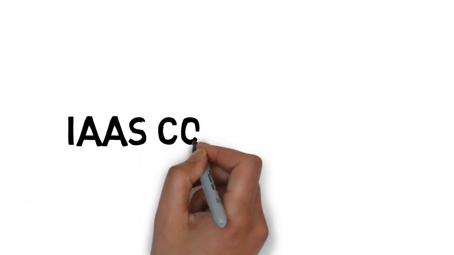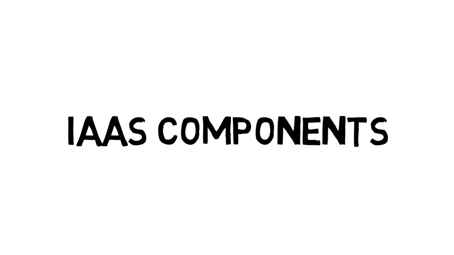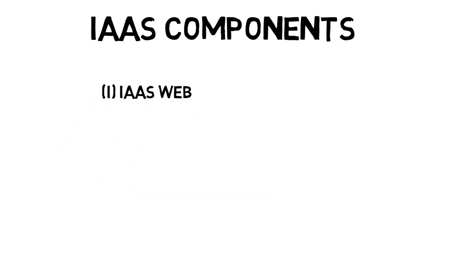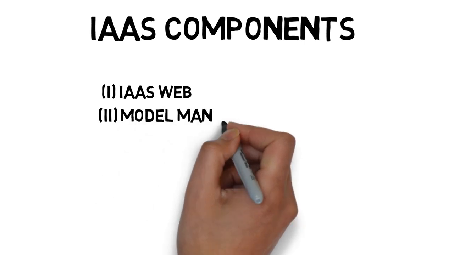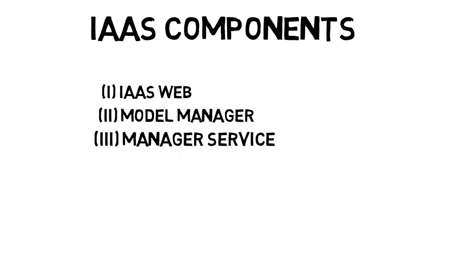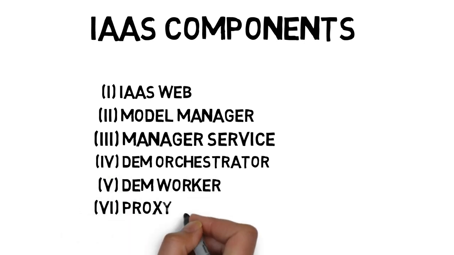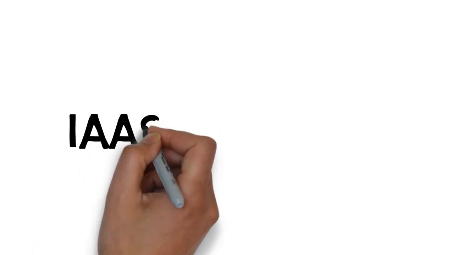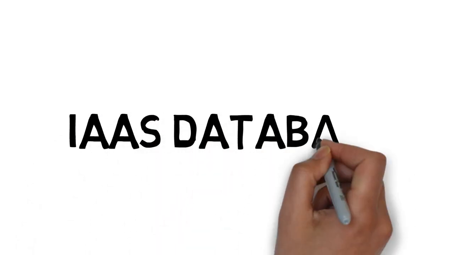Now, let's start with the IaaS components. Okay, so while talking about IaaS components, just so that you know, there are seven of them. The first one is the IaaS web. The second one is the model manager. Then comes the manager service. Then we have the DEM orchestrator, the DEM worker, the proxy agent, and the IaaS database. So we are going to discuss all of them, but the first one that we are going to discuss is the IaaS database.